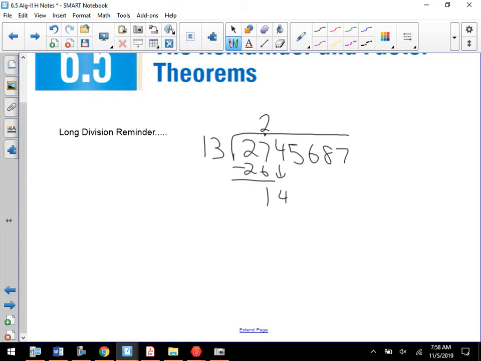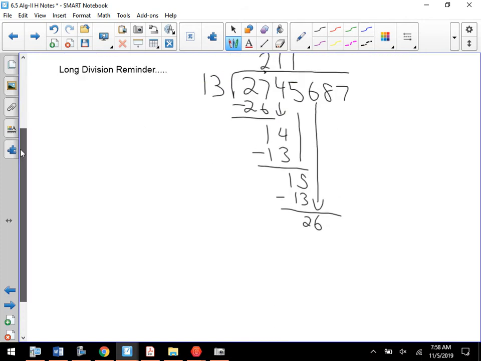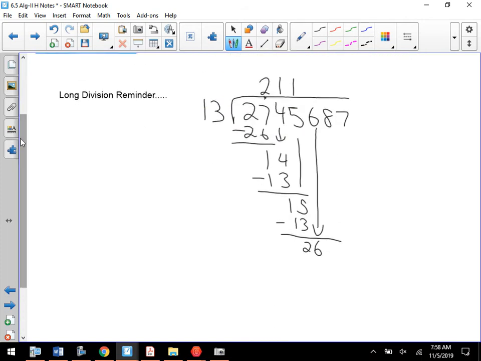So now 13 goes into 14 how many times? Once, okay. Multiply, subtract, bring down the next one. 1, okay. 13. 1 remaining. Oh, well, that was convenient. 1 remaining. Does 13 go into 8? What do you put? 0. Very good.